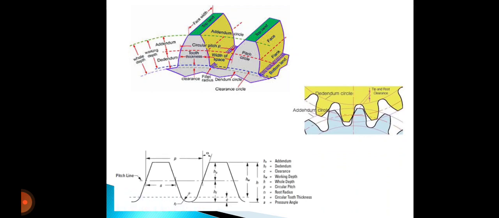So, in this diagram, this is the part of the gear tooth. All these are shown with the help of this diagram, that is the addendum, dedendum, face, flank, face width, addendum circle, dedendum circle, pitch circle.